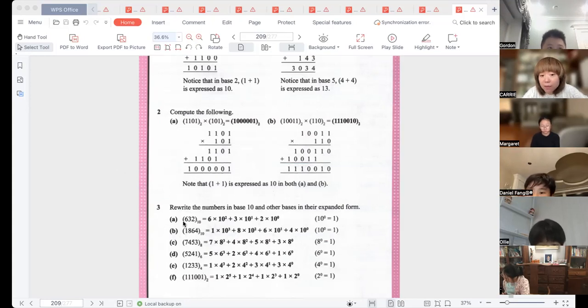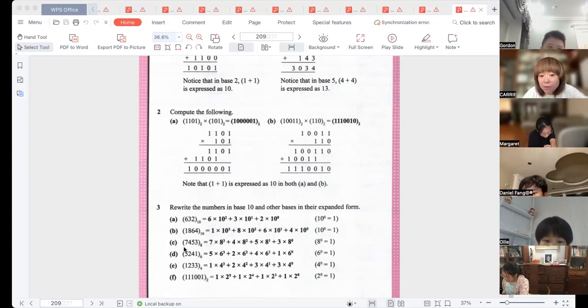So if you have 632, it is based on 10. We actually have 600 plus 30 plus 2, correct, Ollie? The reason is because this 6 is standing on the 百位数, this 3 sits on the 十位数 and 2 sits on the 个位数, correct Oliver? So that's why 6 times 100 plus 3 times 10 plus 2 times 1, correct? Okay, so let's take a look at this one.